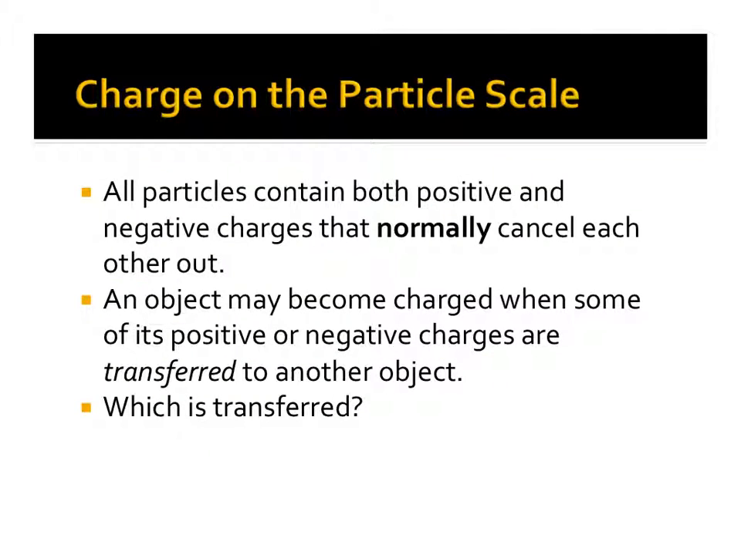So here we're going to talk about the microscale, what is going on with those particles and what happens with charge. Now, when we look at the particles, we see that they have both a positive and a negative charge normally. These will cancel each other out, so we're left with neutral. These objects, these atoms, these particles can be charged if the positive or negative become unbalanced, or there's more positive or more negative. So either the positive or the negative charges were transferred, and the big question is, which is transferred?